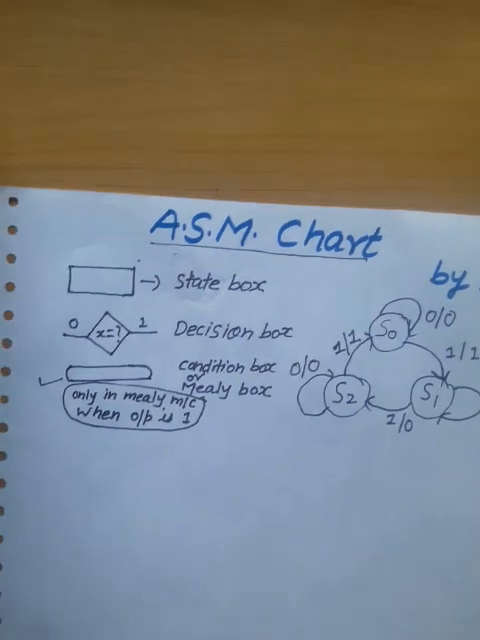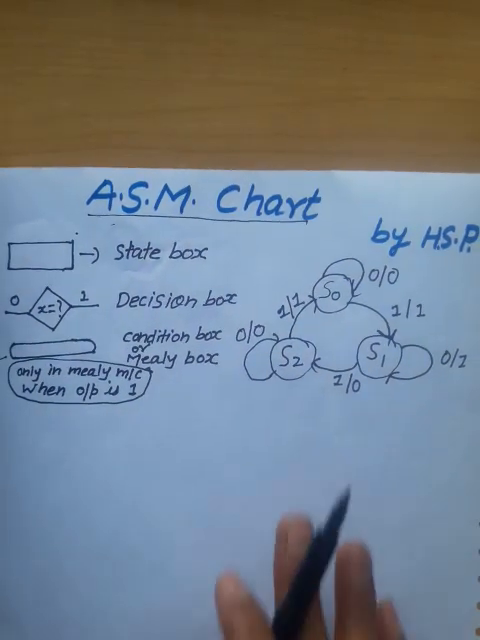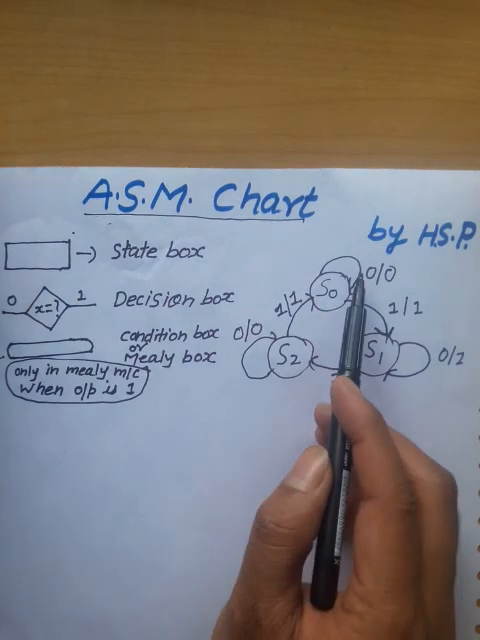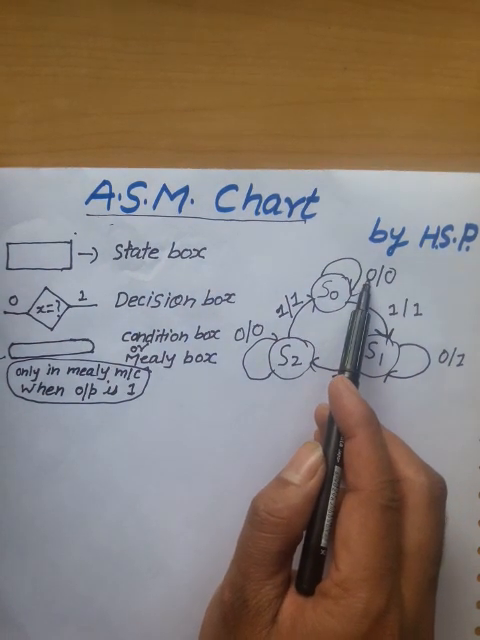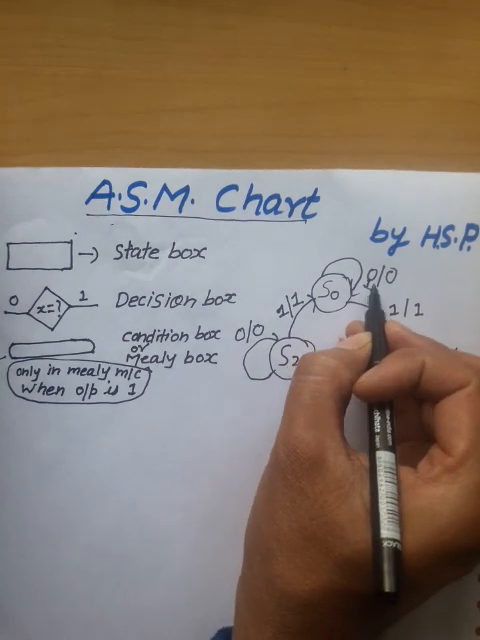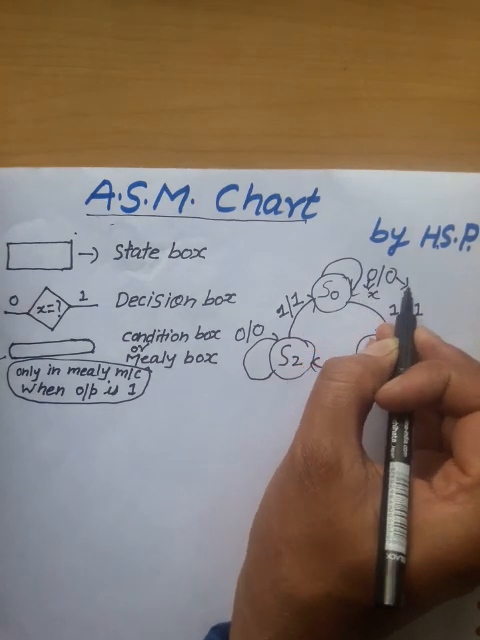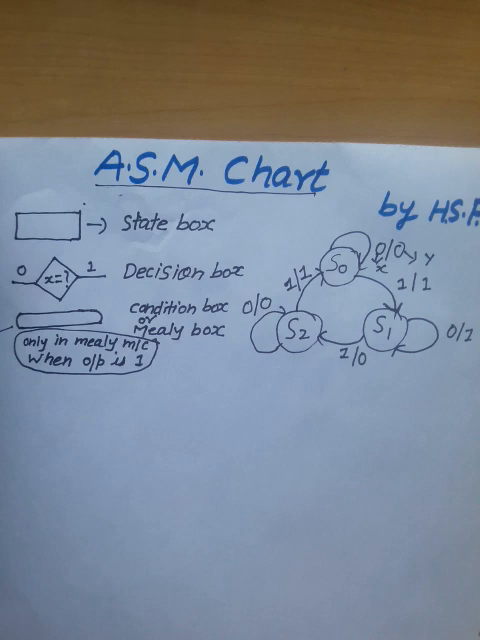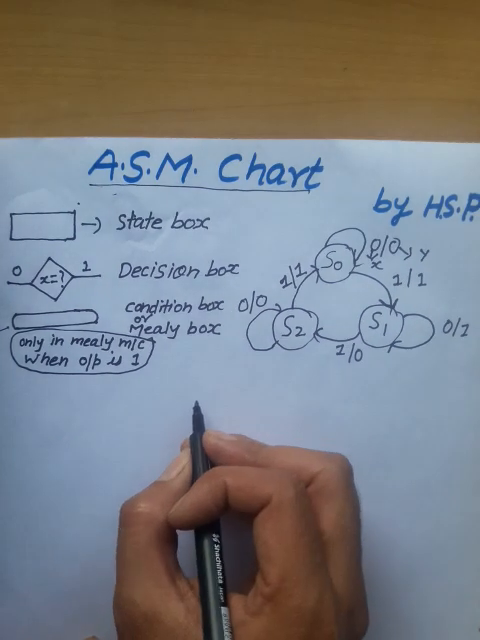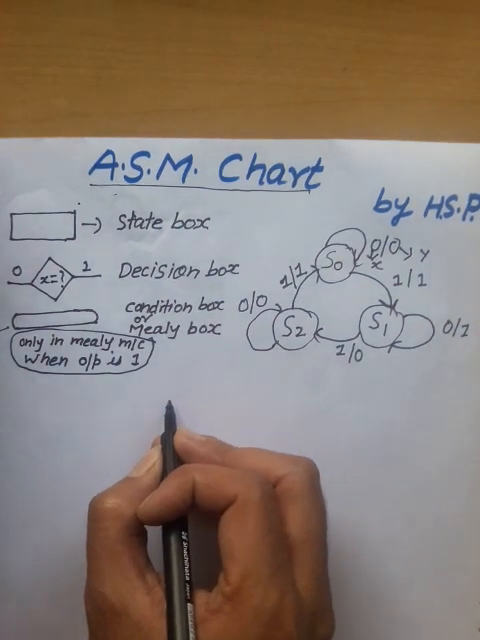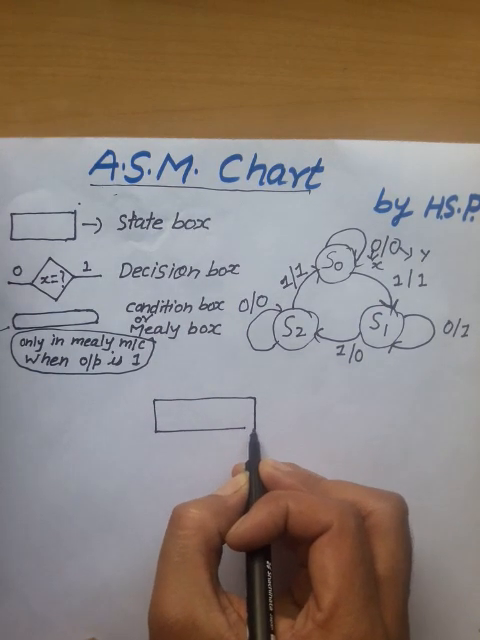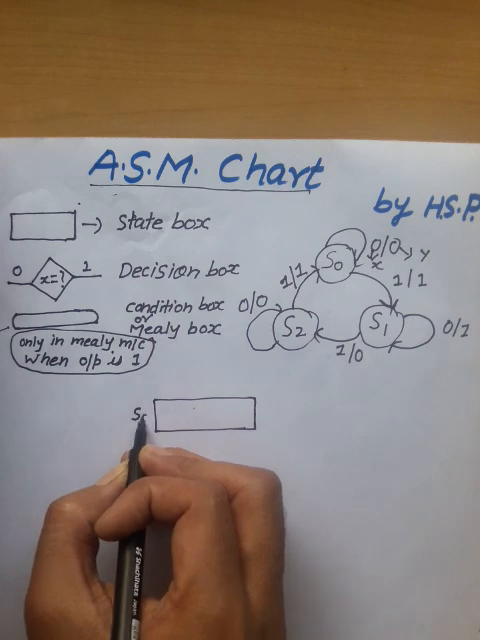Okay, now we will draw ASM chart for this circuit. This 0 is the value of X, and this is the value of output Y. Now we will draw the chart for this. First state is S0. This is your S0 state.